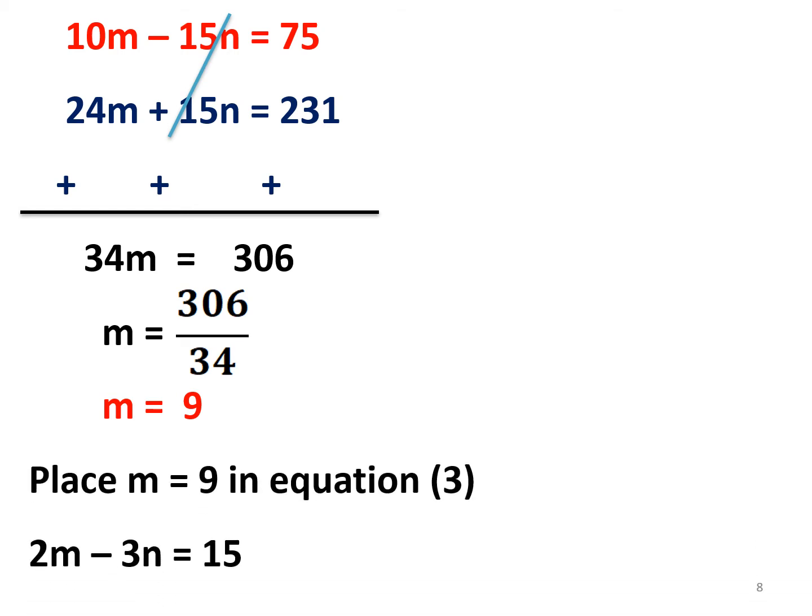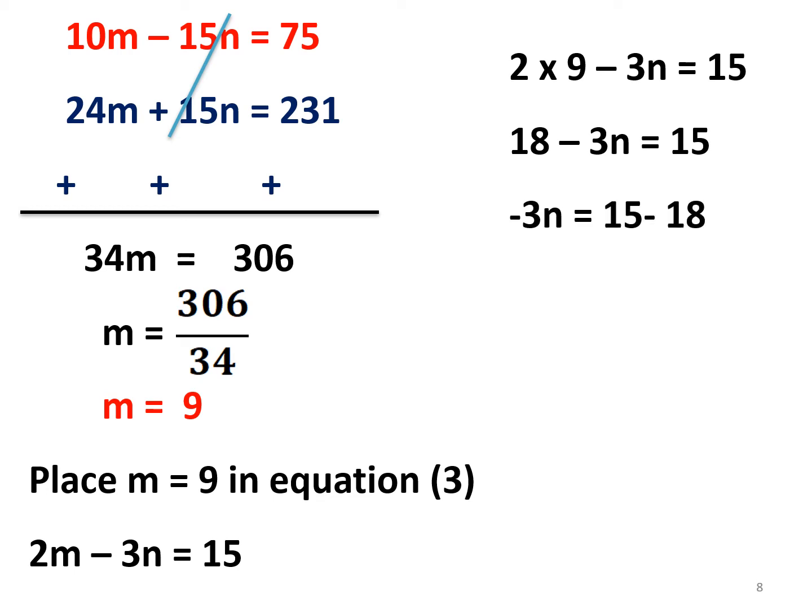I will place m is equal to 9 in my equation 3. That is 2m minus 3n is equal to 15. So I get 2 into 9 minus 3n is equal to 15. 2 into 9 is 18. 18 minus 3n is equal to 15. Minus 3n is equal to 15 minus 18. Minus 3n is equal to minus 3. n is equal to minus 3 upon minus 3. Therefore, the value of n is 1.